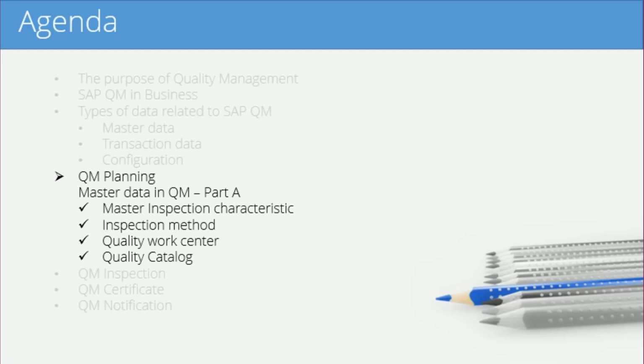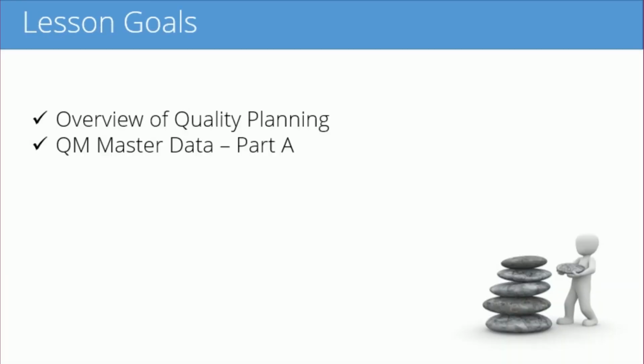Let's look at the agenda for today's lesson. We will go over an overview of SAP Quality Planning, and then we will look at some of the master data in QM. We'll start our master data journey with master inspection characteristics, inspection method, quality work center, and finally look at quality catalogs.